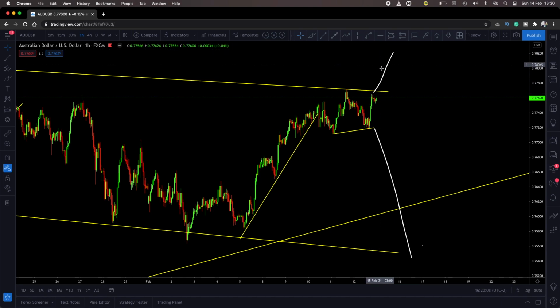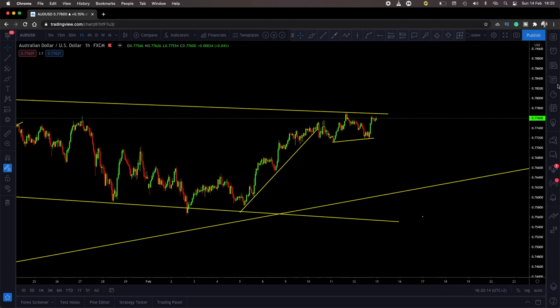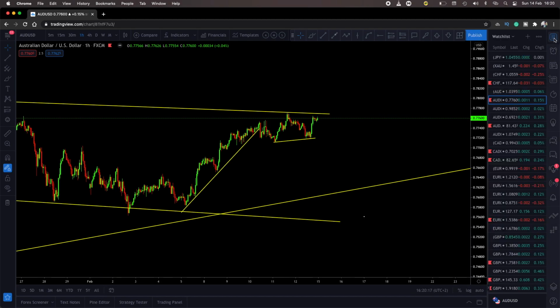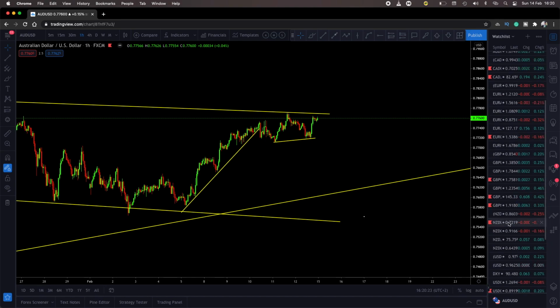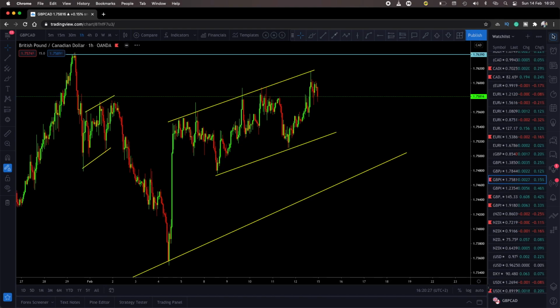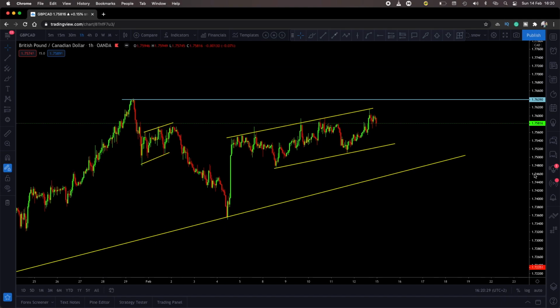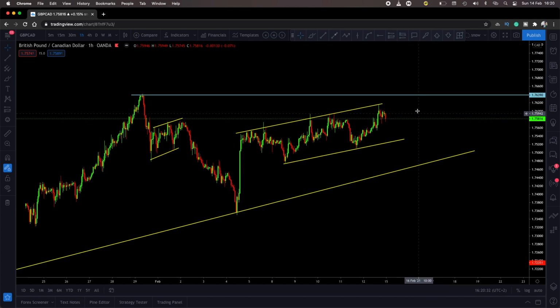This is the Audi US dollar. So it's the first pair. Now let's go to the second pair, which is the GBP CAD. Let me look for the GBP CAD. Okay, this is the GBP CAD.